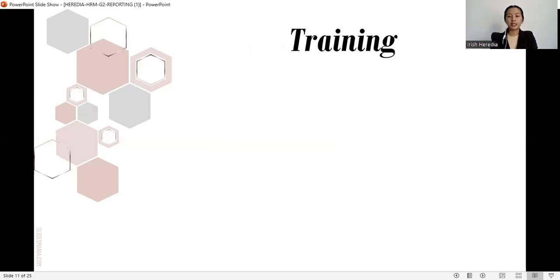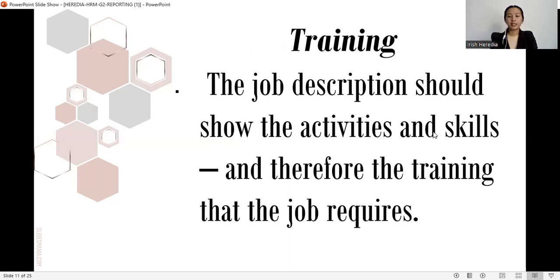Next, we have here training. All jobs require training so that we can ensure that the one we are hiring is capable of doing the job perfectly. The job description should show the activities and skills and therefore the training that a job requires.